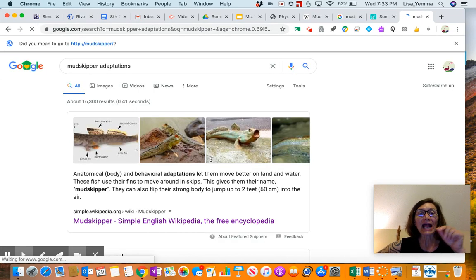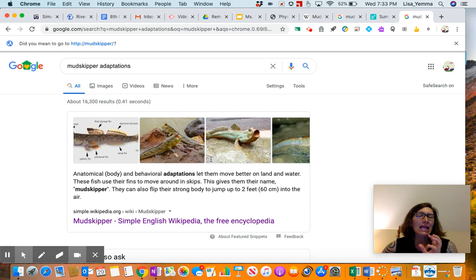When I click that, I come up with some images and some information, and I read it to get a sense of, am I on the right track? Anatomical and behavioral adaptations let them move better on land and water. Great. Anatomical, there's something about their physical body. Behavioral, there's something about the way they act that makes them really efficient in their biome of a tropical, mudflat, mangrove forest intertidal zone. These fish use their fins to move around in skips. This gives them the name mudskipper.